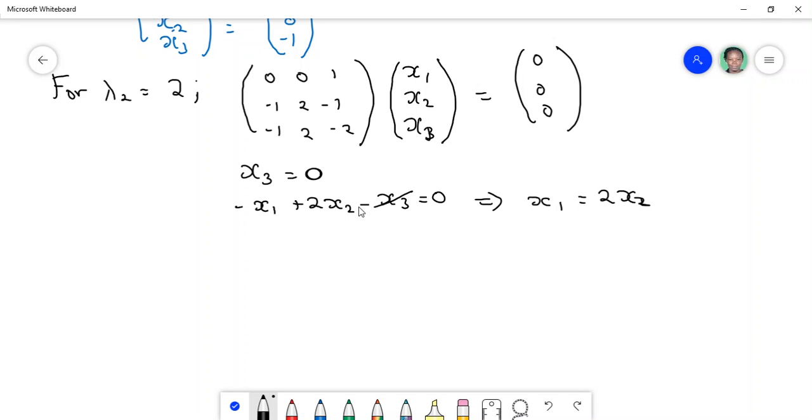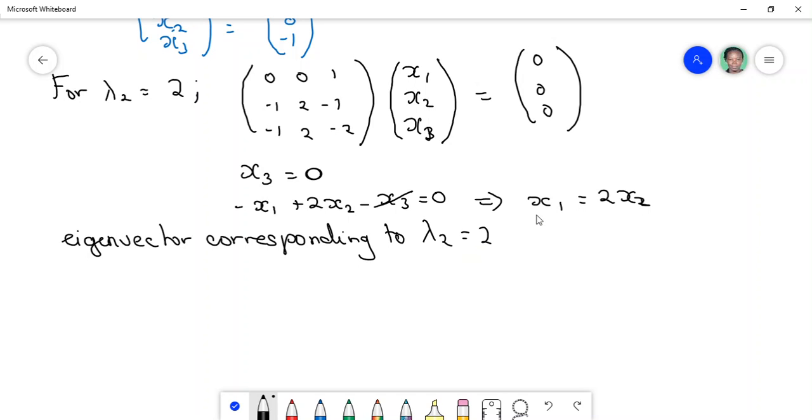So simply, you realize that an eigenvector corresponding to lambda equal to 2 is, if x2 is 1, then x1 is 2 of x2, which is 2, and x3 is 0. So this is what I have.